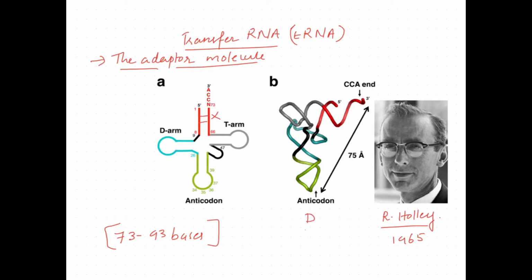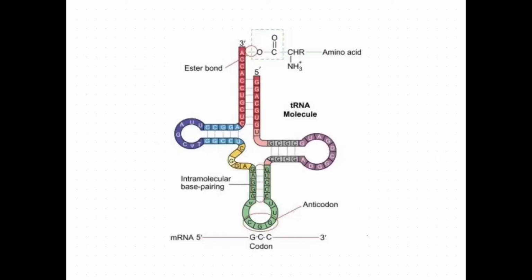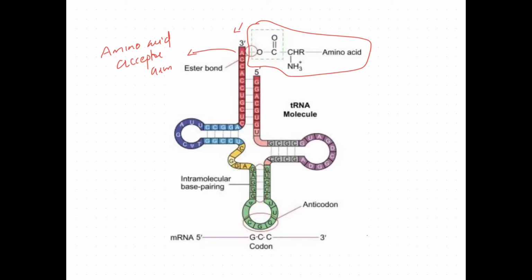Three-dimensionally, the structure of tRNA looks like an L-shaped molecule, but when you decipher the proper structure of tRNA, it looks like a clover leaf structure. tRNA has 4 arms. The first arm is the amino acid acceptor arm. This is named the amino acid acceptor arm because the amino acid actually joins to this arm. You can see here an amino acid is joined to this arm. So generally this end is known as the amino acid acceptor arm.